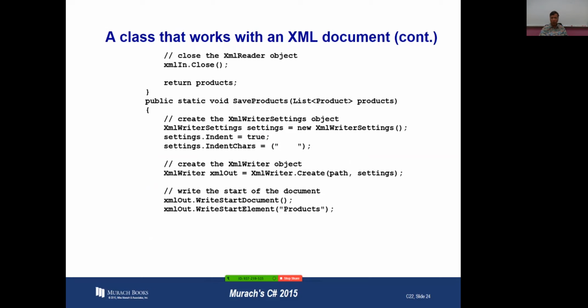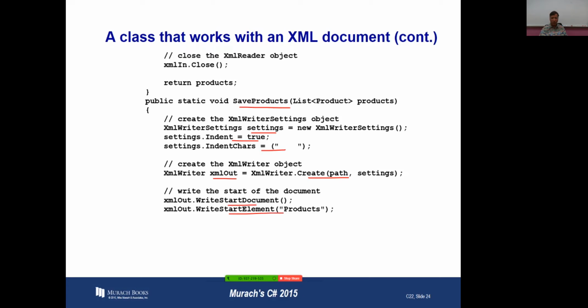And this is how we write them back out again. This is the save products method. First of all, we initialize our settings for the writer. We're going to indent, and these are the indent characters. And we're going to create a new writer object called XmlOut. This connects it to the file, and we're going to write a starting document.